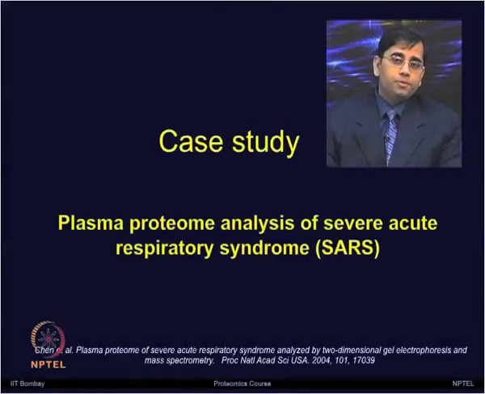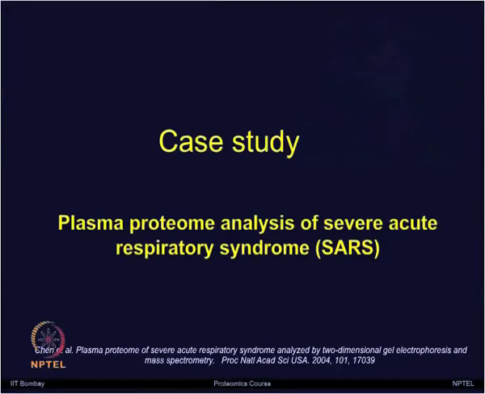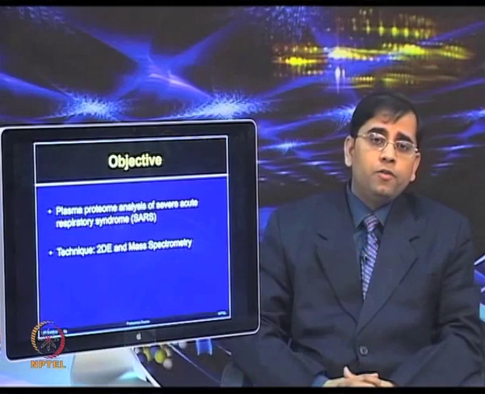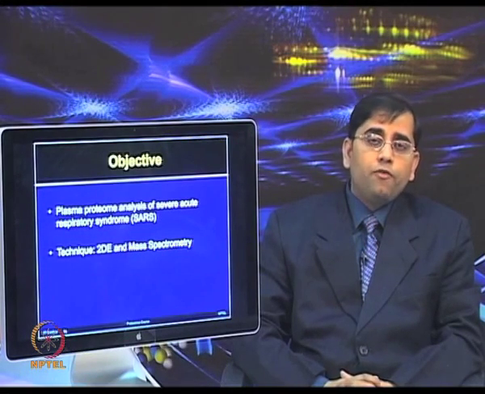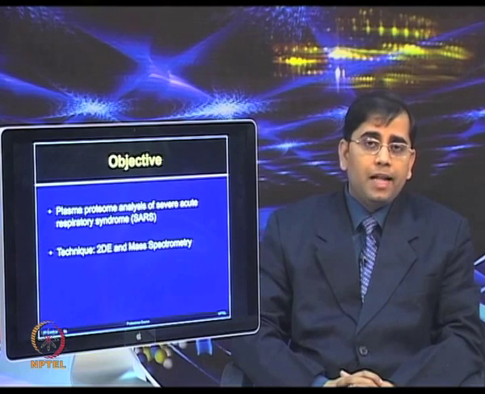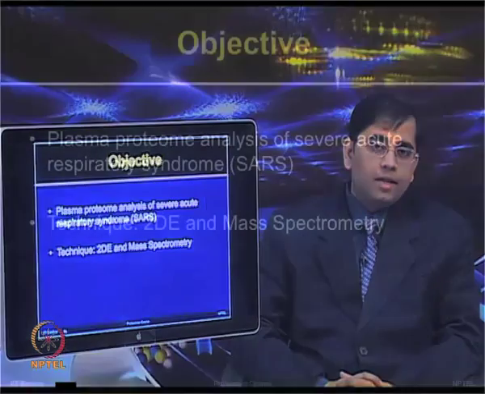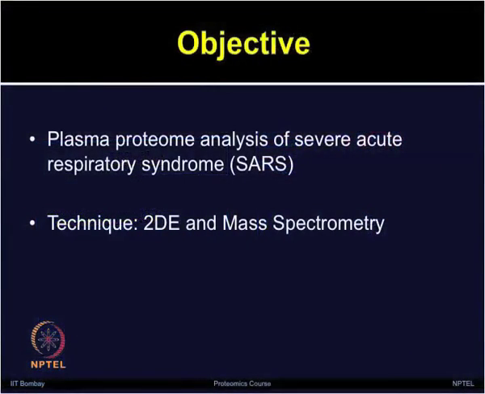Let us now move on to case study 2, plasma proteome analysis of severe acute respiratory syndrome, SARS, a study by Chen et al. in 2004. So, the purpose of the study was to perform a comprehensive plasma proteome analysis of severe acute respiratory syndrome and its comparison with healthy individuals.